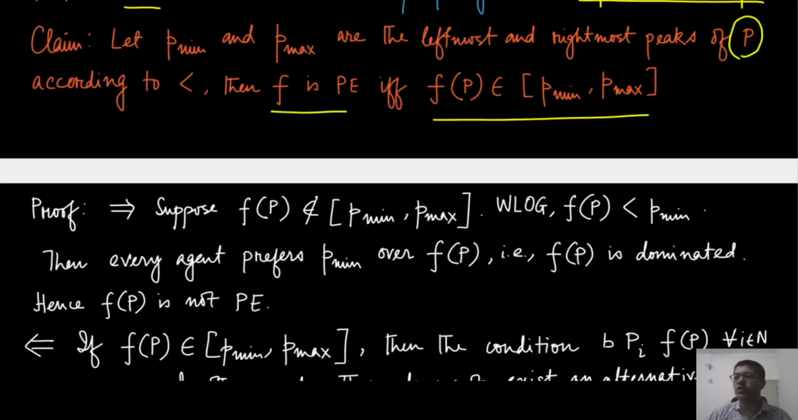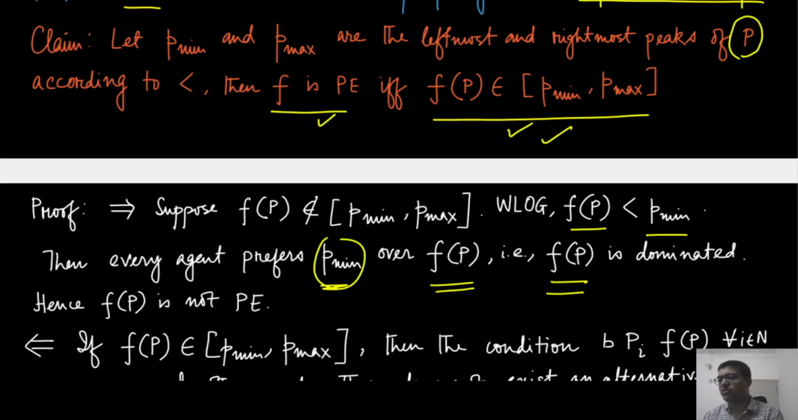In the forward direction, we have Pareto efficiency and will show that the outcome must lie here. Suppose this does not hold, so the right-hand implication is not true. Then the social choice outcome is below P min. Every agent prefers P min, because that is the minimum alternative and, because of single-peakedness, everyone's peak is above that. So they prefer P min at least as much as the outcome we have picked, and therefore F(P) is dominated, and that cannot be a Pareto efficient outcome.